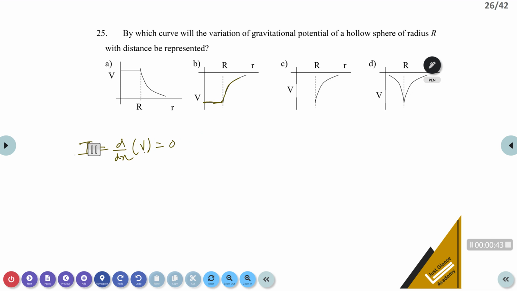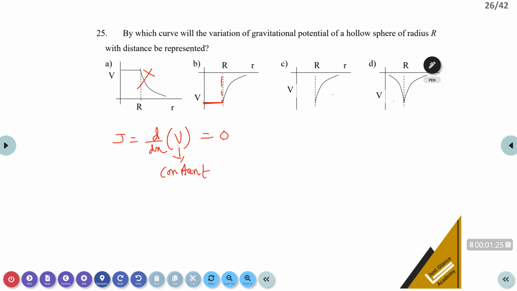Next, 25th. By which curve will the variation of the gravitational potential of the hollow sphere be shown? Remember, potential is always negative, so a positive one is not possible. Of course, here also negative is there, here also negative is there. Remember, students, the gravitational potential is constant up to what? Surface. That's why in the previous question I discussed I equal to minus d by dx of v equal to 0. Intensity equal to 0 means the differentiation of this quantity must be constant. That means potential is constant up to its surface. Next, what happens now? It will be like this. So this is the right graph.